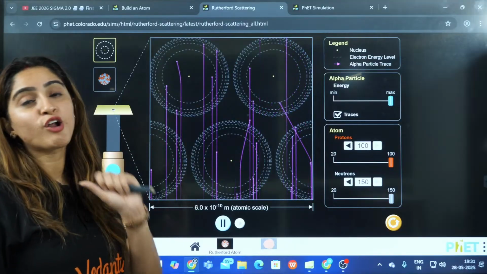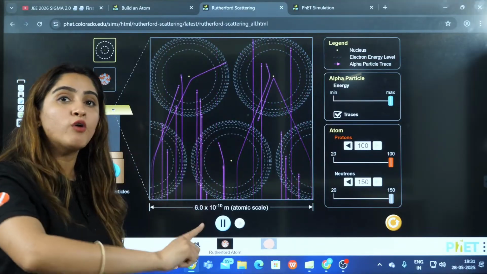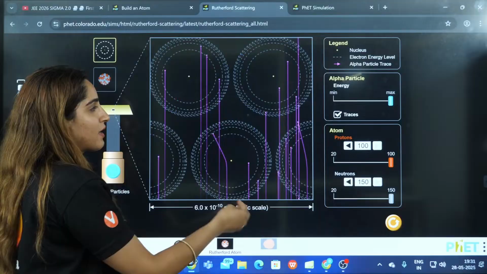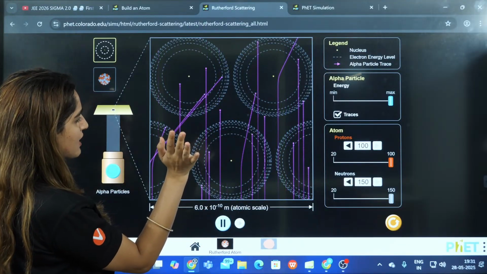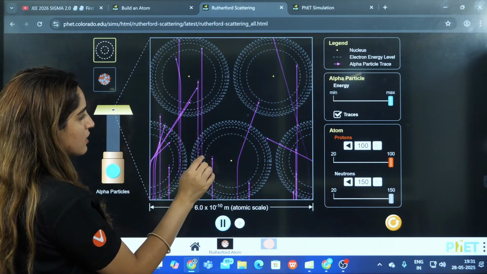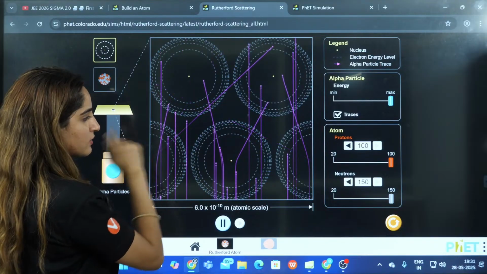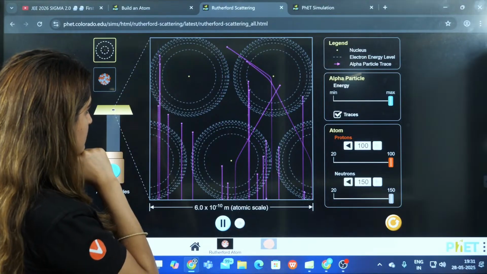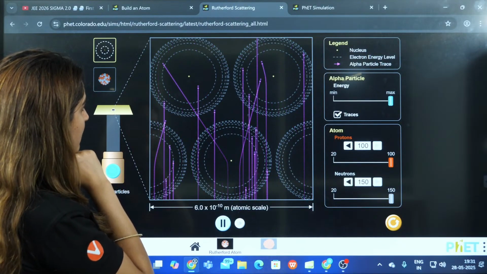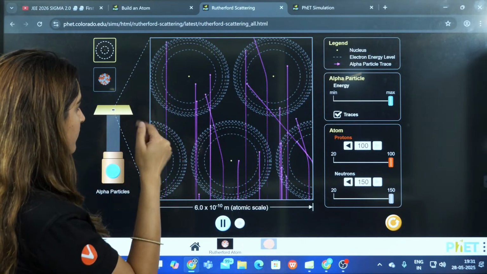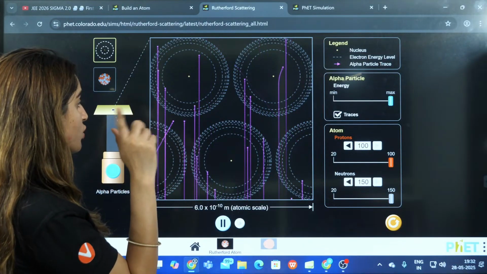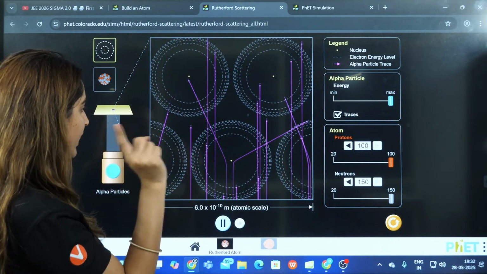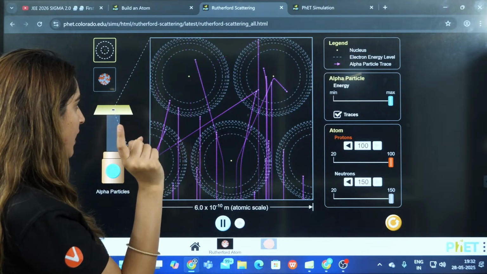Now, the third observation is that only 1 out of 20,000 is bouncing back. You can see only one. I'll just show you something here. This is deflecting, this is deflecting, this is deflecting. In this area, has anyone bounced back till now? Let's observe, I told you 1 in 20,000. So we have to wait for the one which is bouncing back.